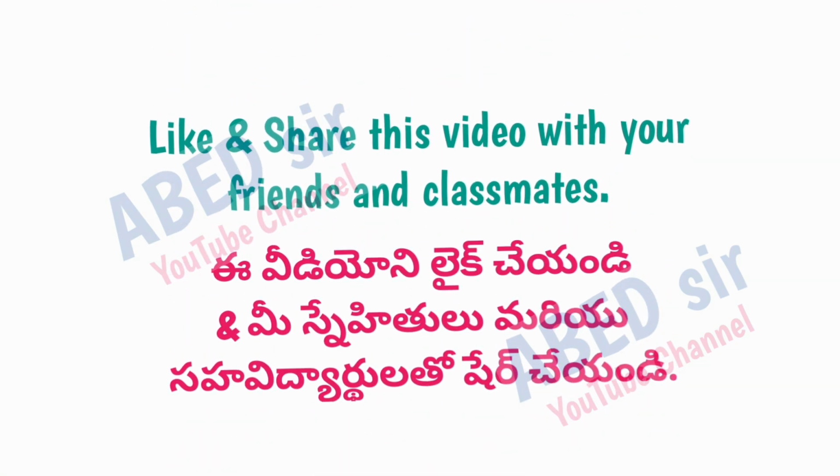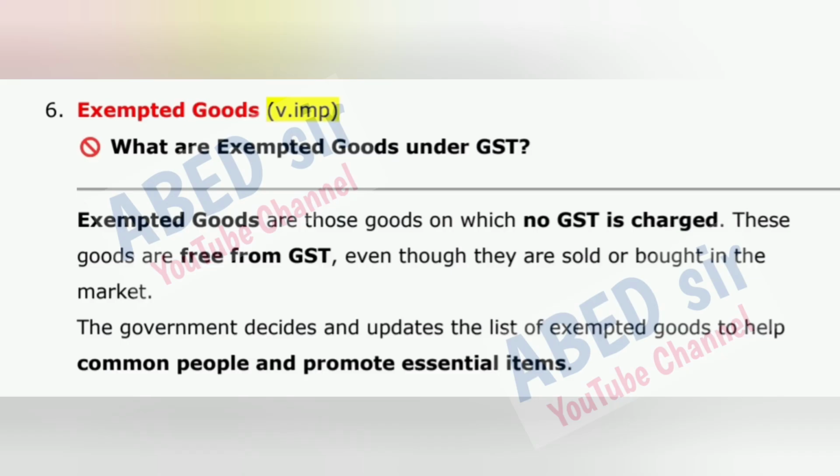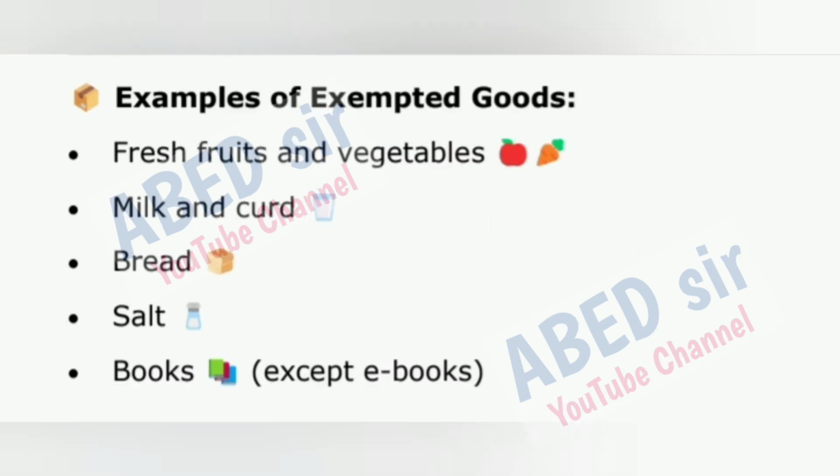Next important short question is 6. What are exempted goods under GST? Exempted goods are those goods on which no GST is charged. These goods are free from GST, even though they are sold or bought in the market. The government decides and updates the list of exempted goods to help common people and promote essential items. Examples of exempted goods: fresh fruits and vegetables, milk and curd, bread, salt, books except e-books.